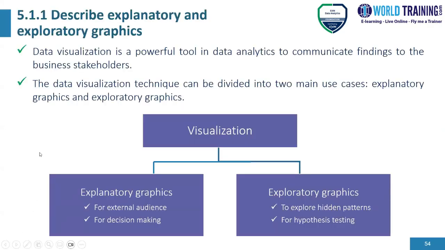So section 5.1.1, describe the explanatory and exploratory graphics. If you see, data visualization is the most powerful technique to analyze the findings and present them to the stakeholders who will now be able to take the important business decisions, and they will be able to formulate their study based on the overall data which is presented to them. So formulation of strategy is the ultimate outcome when you are trying to have these data analytics projects done.